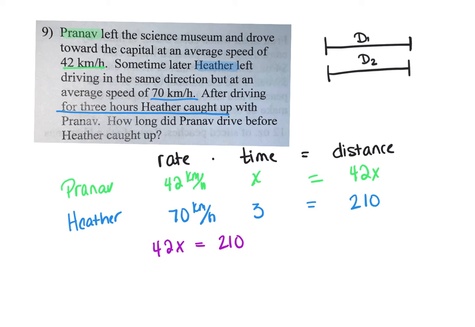What's my final step here? Divide by 42. All right. What is 210 divided by 42? It's just 5. 5 hours. All right, 5 hours. What does that tell me? 5 hours what? Is how long who drove? Right. Is that what I was asking for? Yes, so that is my answer.